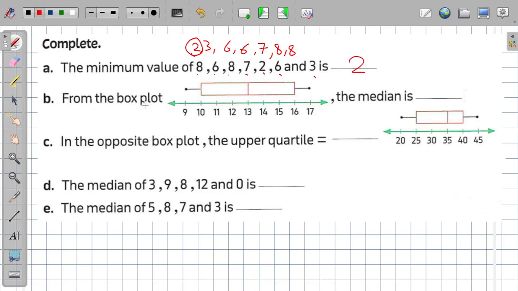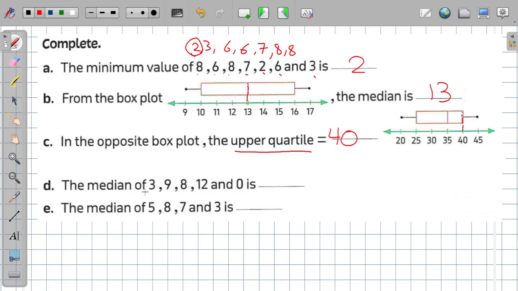Next, from the box plot, the median is what? I think it's the line here in the middle. The line is above 13, so the median here is 13. In the box plot, the upper quartile equals what? Here, the upper quartile is the third line right here. The third line is above 40, so the upper quartile is 40.